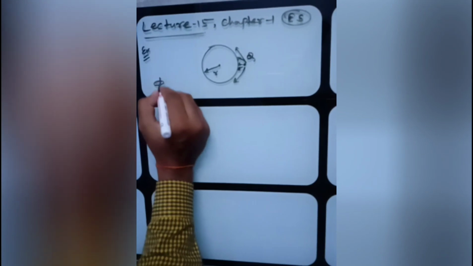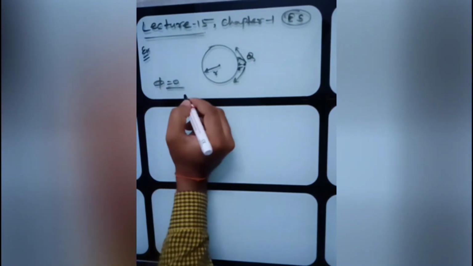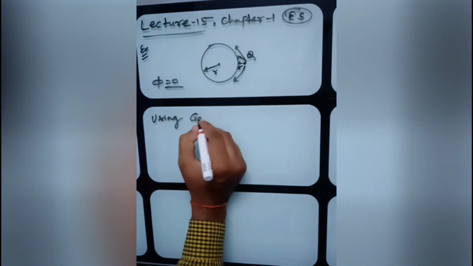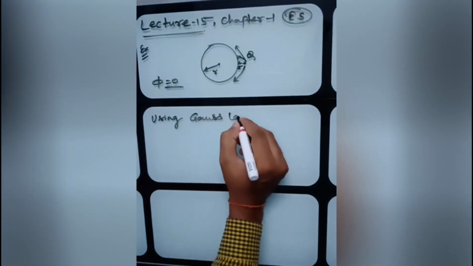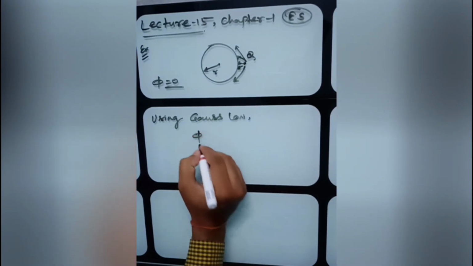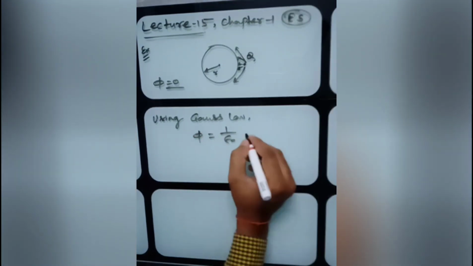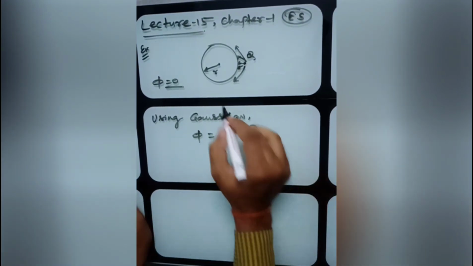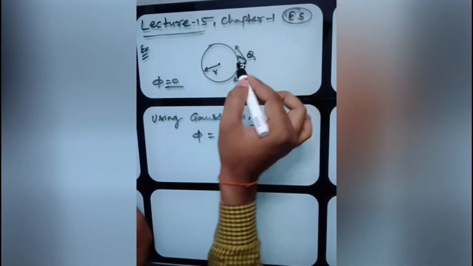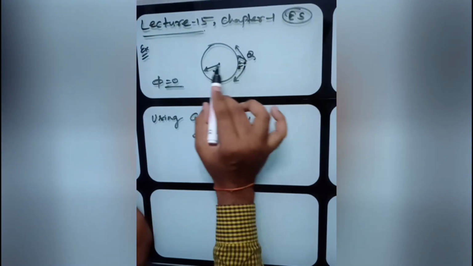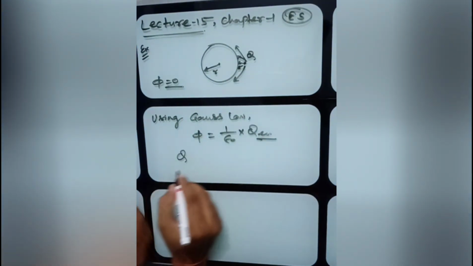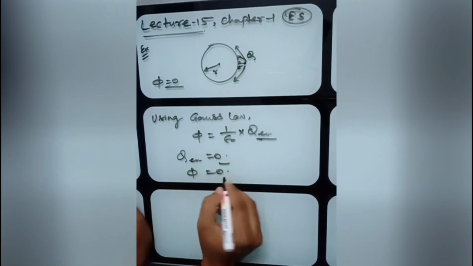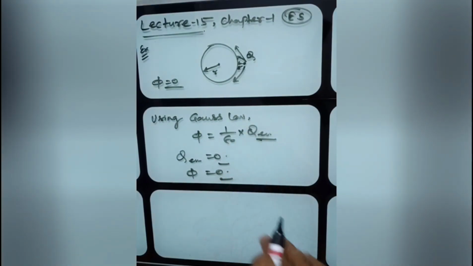The flux will be how much? It is 0. Why? Using Gauss law, we know that phi can be written as 1 by epsilon naught times q enclosed. That is, we are applying the Gauss law for this particular body and the charge inside the body. But here the charge inside the body is 0, because q enclosed is how much? 0. So phi will also be 0. Very simple. So you can write here the flux will be 0.